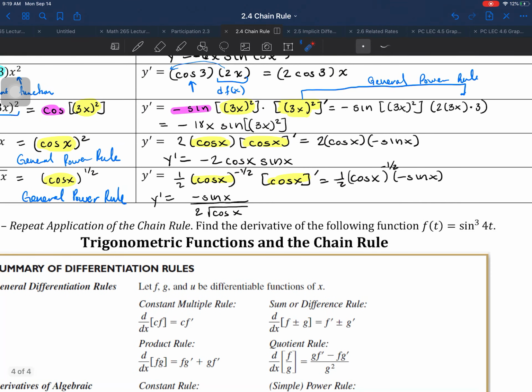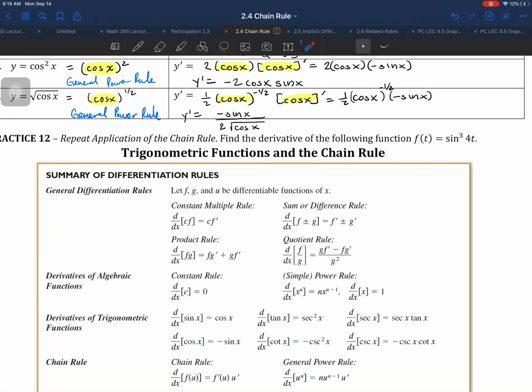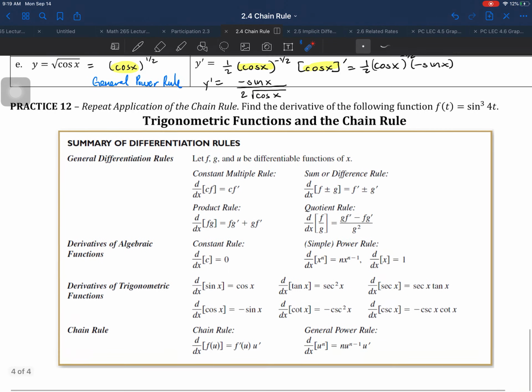And then simplify. So we have 1/2 cosine of x to the negative 1/2. The derivative of cosine is negative sine of x. And then because we have negative power, we're going to bring that down along with the 2 there. So we have on top negative sine of x all over 2 times cosine of x to the 1/2, which can be written in the form of a square root.